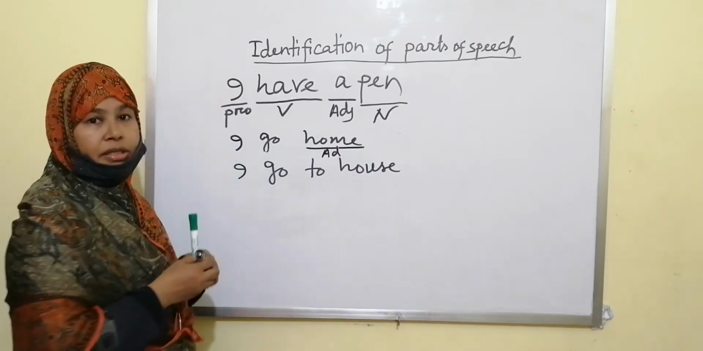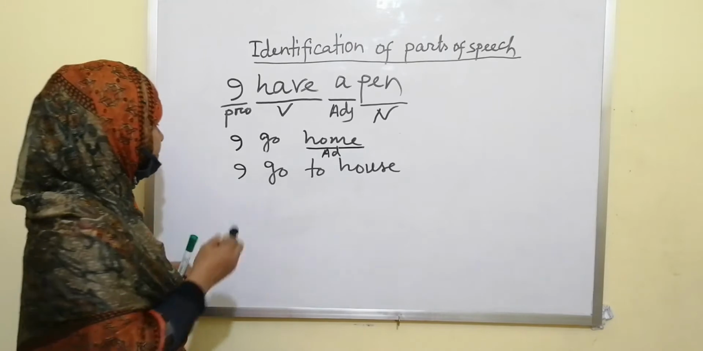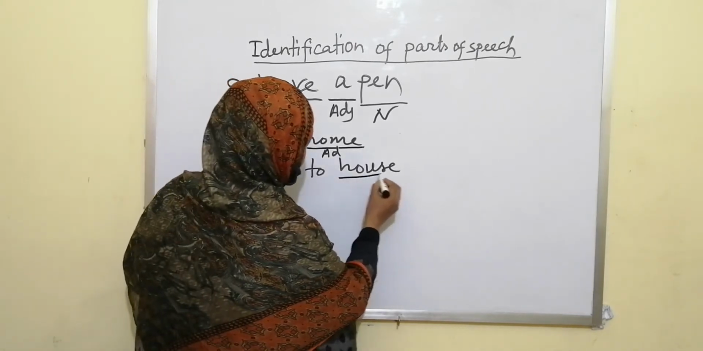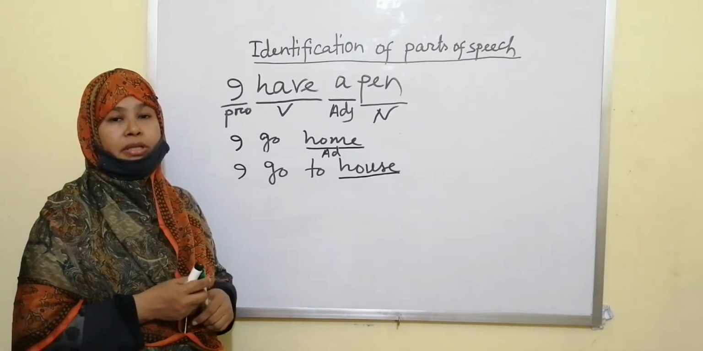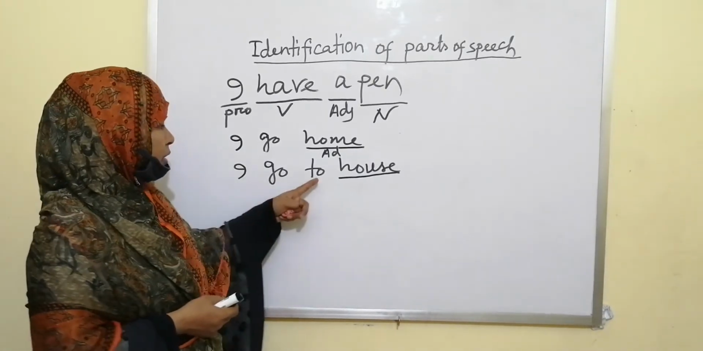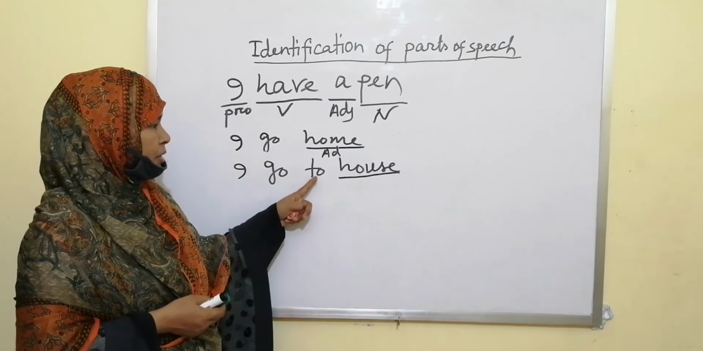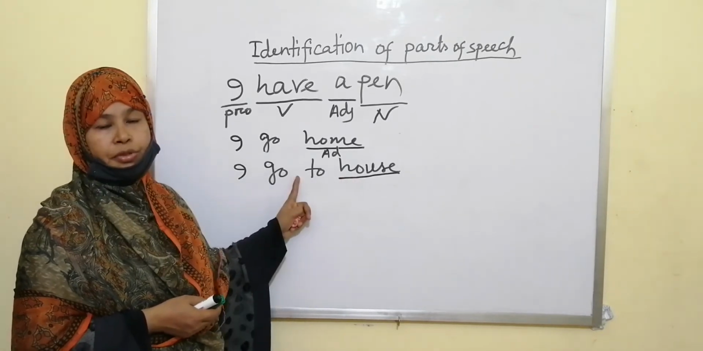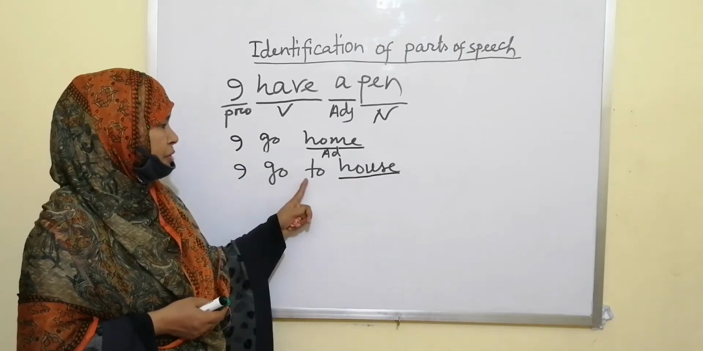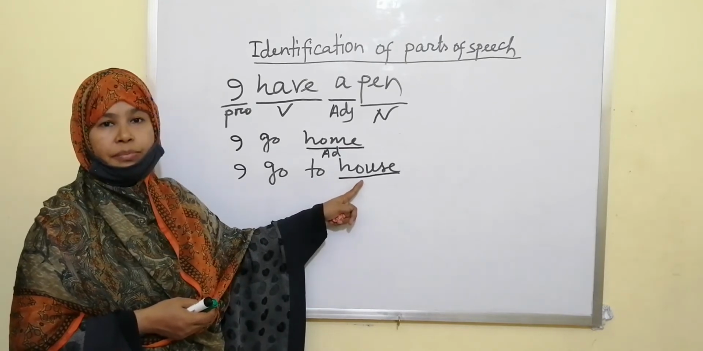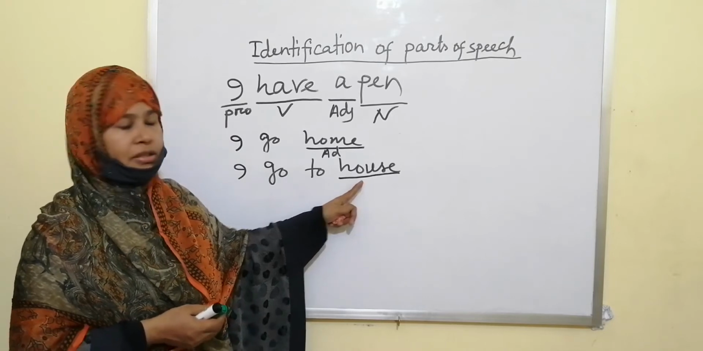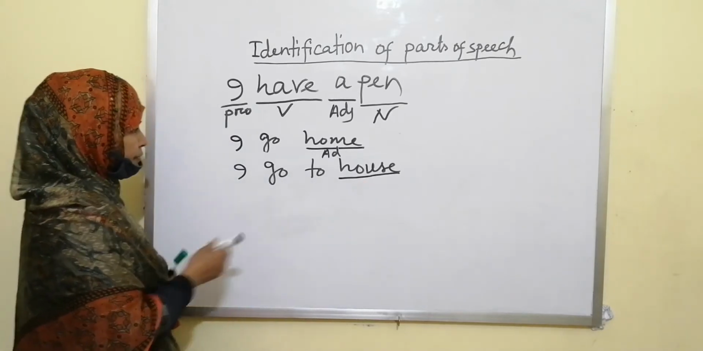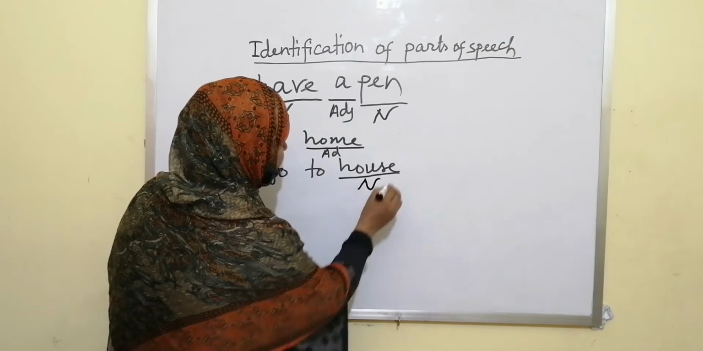Dear student, next sentence, I go to house. Dear student, you remember that after preposition, when we find a preposition before any word, the single word after the preposition is noun. I think you can understand it. So house is noun here.